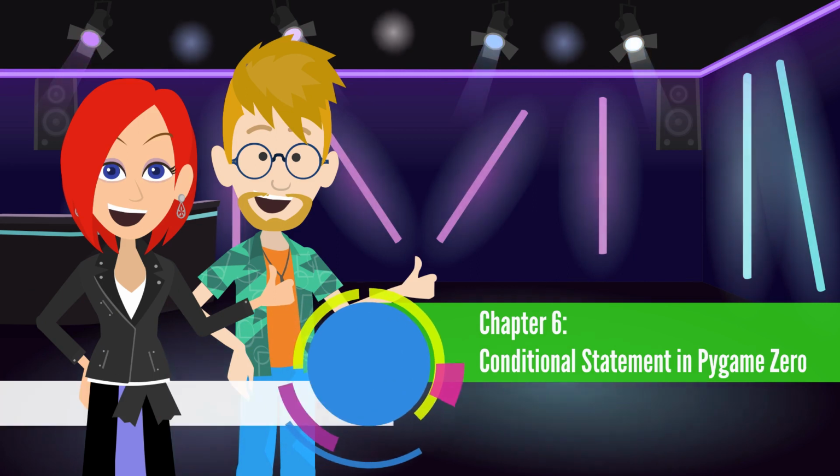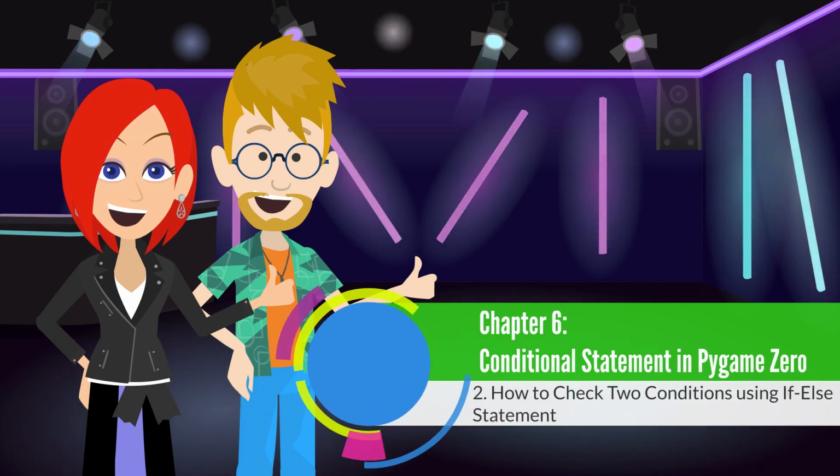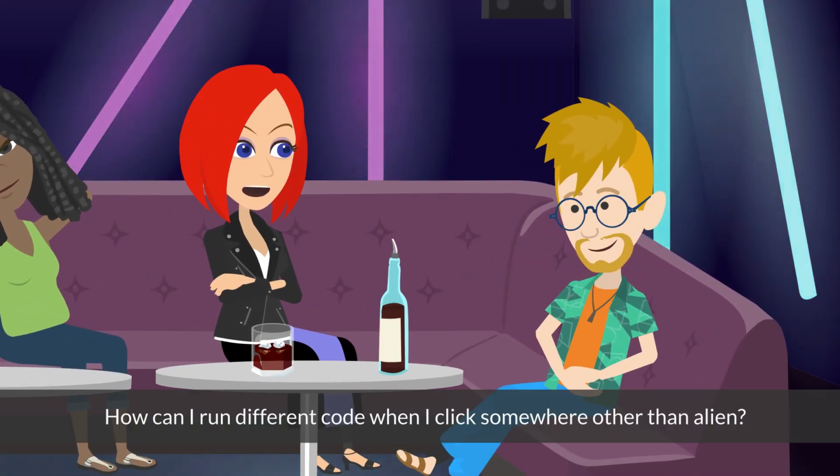Chapter 6. Conditional Statement in Pygame 0.2. How to check two conditions using if-else statement. How can I run different code when I click somewhere other than alien?